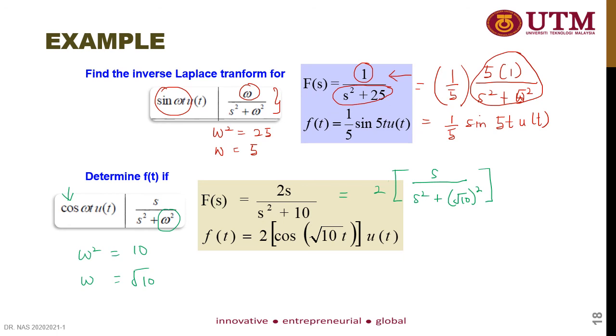Right? So this is already in cosine shape. So it is equal to 2 cos(10t) u(t). So this is your f(t). So with that, I end the first part of Laplace transform.